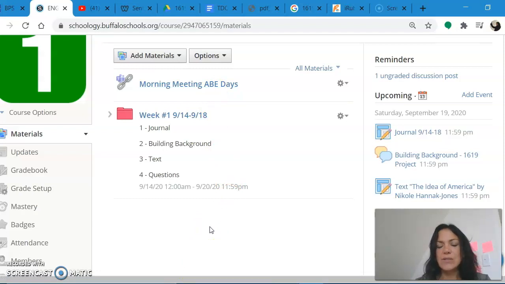In addition, each week you will have your weekly folder. So you can see this red folder is week 1, starting 9/14 and ending on 9/18. And each week there will be these 4 different activities: a journal, some videos on building background, building some extra knowledge about the content that we're studying, text, there'll be a reading, and questions that you will answer. So let's take a look inside.